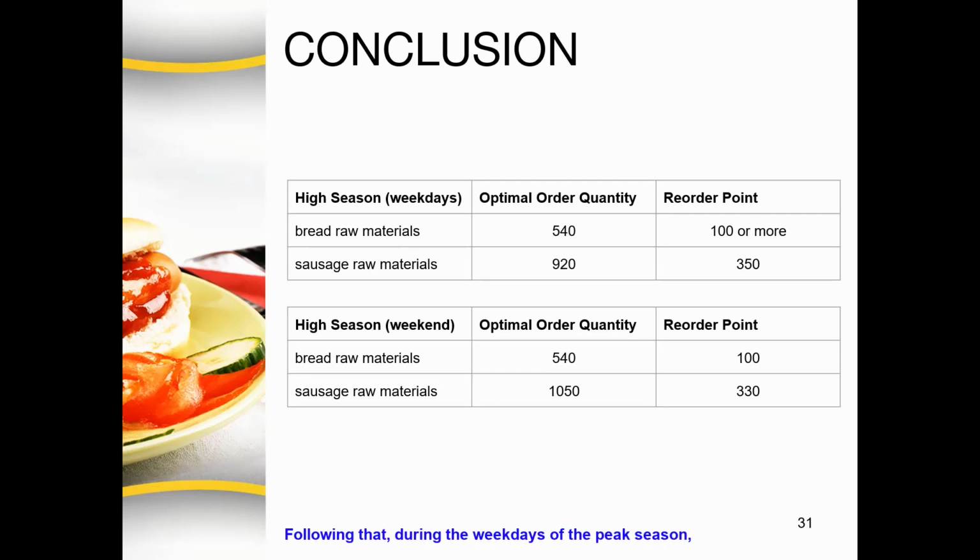Following that, during the weekday of the peak season, the optimal order quantity and reorder point for bread raw material are 540 and 100. The optimal order quantity and reorder point for sausage raw ingredient are 920 and 350 respectively. Finally, during the peak season, the optimal order quantity and reorder point for bread raw materials are 540 and 100 or more. When the inventory level of sausage raw material hits 330 or less, the optimal order quantity is 1050.